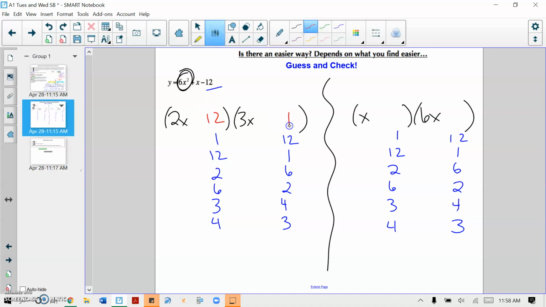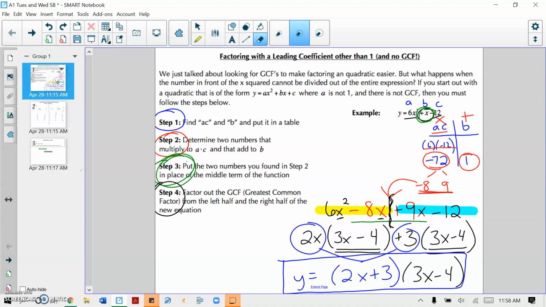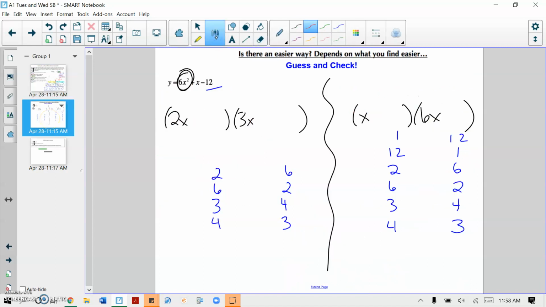So what if I put 12 and 1 here? This would give me 36x plus 2x. There's no way that's going to give me 1x in the middle. So again, that's not going to work for me. So I can erase those two options. They don't work. And you just go through all of the options. Now we got the answer of 2x plus 3 and 3x minus 4. So here's what that would look like. It's this combo, right? Eventually I would get to that, just try it out.